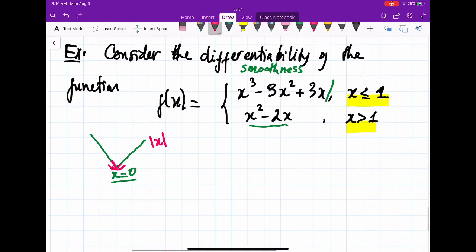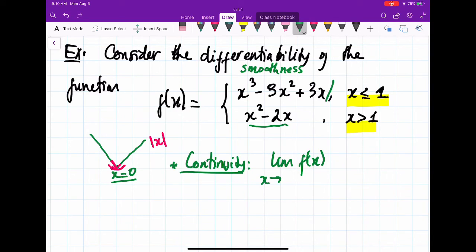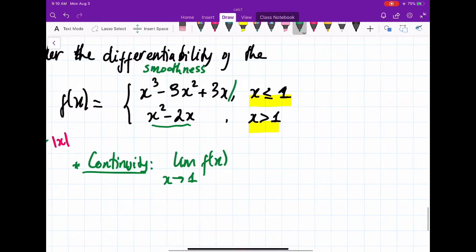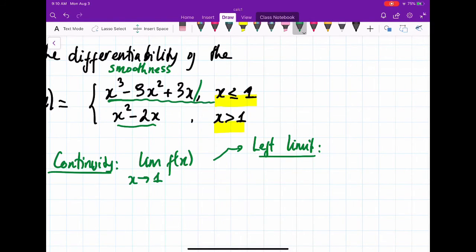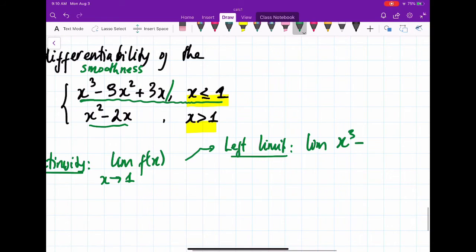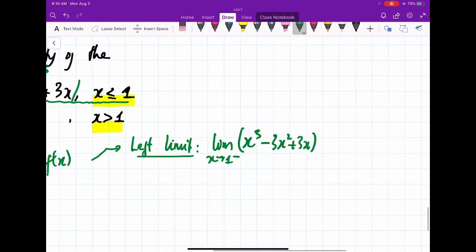All right, so again, we see that we need to consider continuity of the function first. So, continuity, we need to consider the limit of the function as x approaches 1. And of course, in this case, you need to consider the left limit and the right limit, right? So let's see the left limit. What is the left limit? In order to see the left limit, we need to take the part for x less than or equal to 1, right? So that is limit of x cubed minus 3x squared plus 3x when x approaches 1 from the left. So you just plug 1 into this function, right? You get 1 minus 3 plus 3, which is 1.